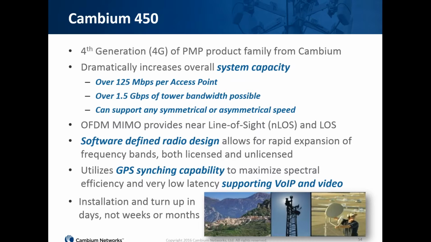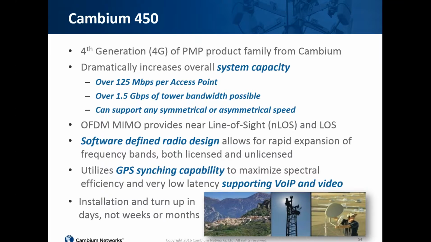The 450, this says 125. That's the existing product. They'll support now either 125 or 450 meg, depending on what you want to use. Over a gig worth of tower bandwidth available. It'll support symmetrical or asymmetrical speed. For the CAF reverse auction, asymmetrical is probably what you're looking for.